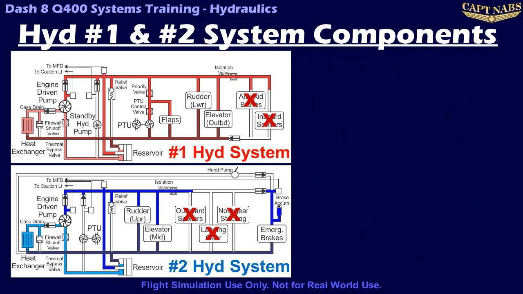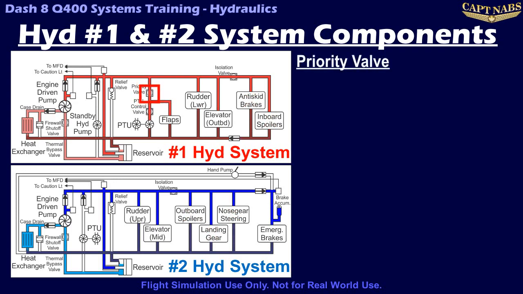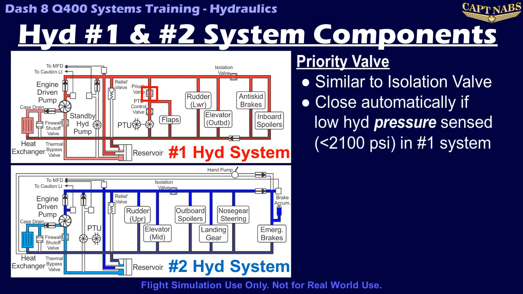There is a second similar valve in the number 1 system only, called the priority valve. It has a similar function to ensure sufficient hydraulic power remains to serve the rudder and elevator at all times. However, this valve relies on pressure, not quantity. Should the pressure in the number 1 system fall below 2100 psi, this triggers the priority valve to close to ensure that rudder and elevator control are not degraded during high hydraulic demand periods.